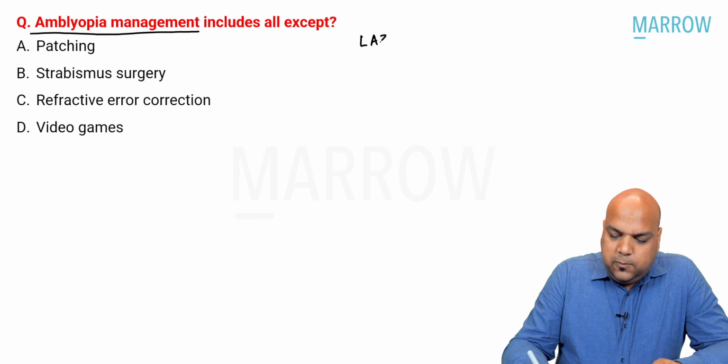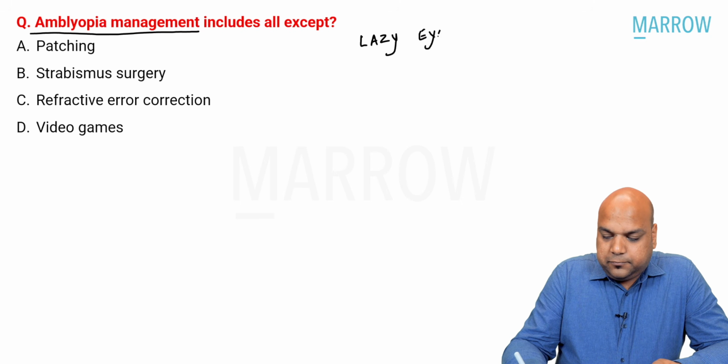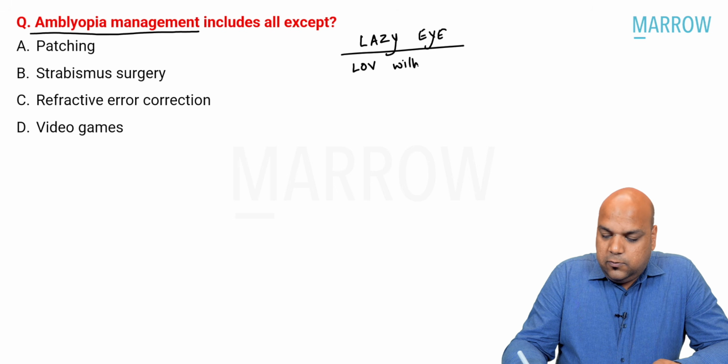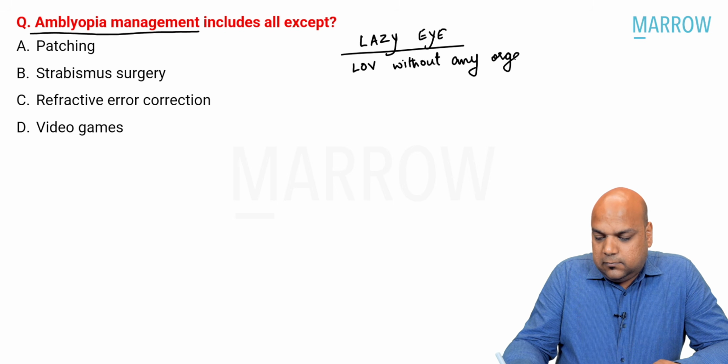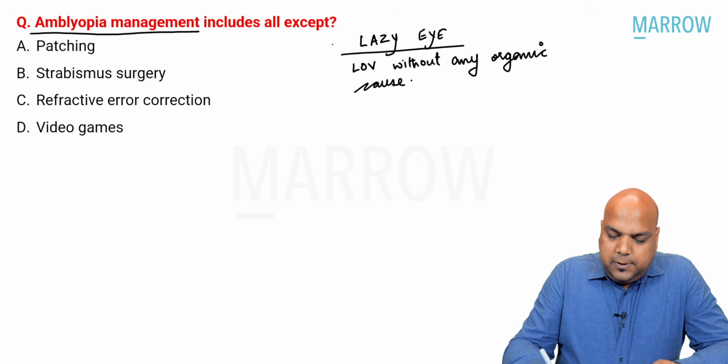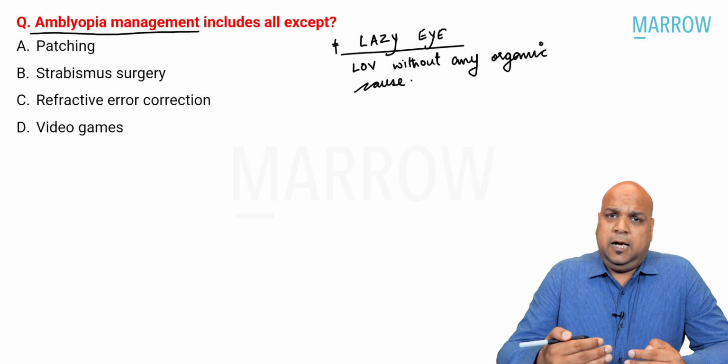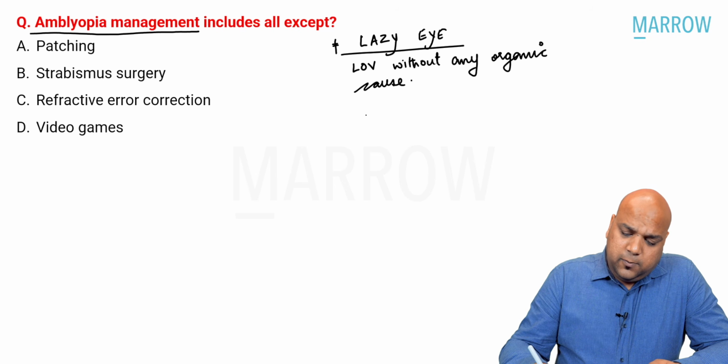First of all, amblyopia is also called lazy eye. Lazy eye or amblyopia means loss of vision without any organic cause. So we know once amblyopia sets in completely, there is no treatment for it as such. That's why the word treatment is not used. It is used management. When we are talking about lazy eye, we are essentially talking about prevention.